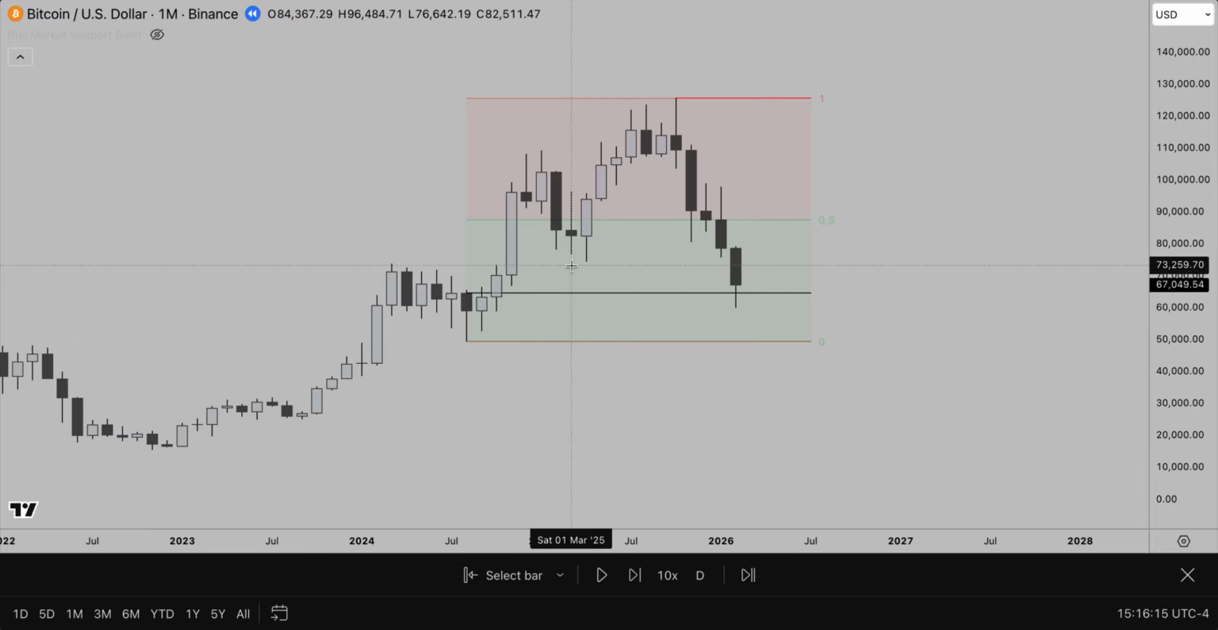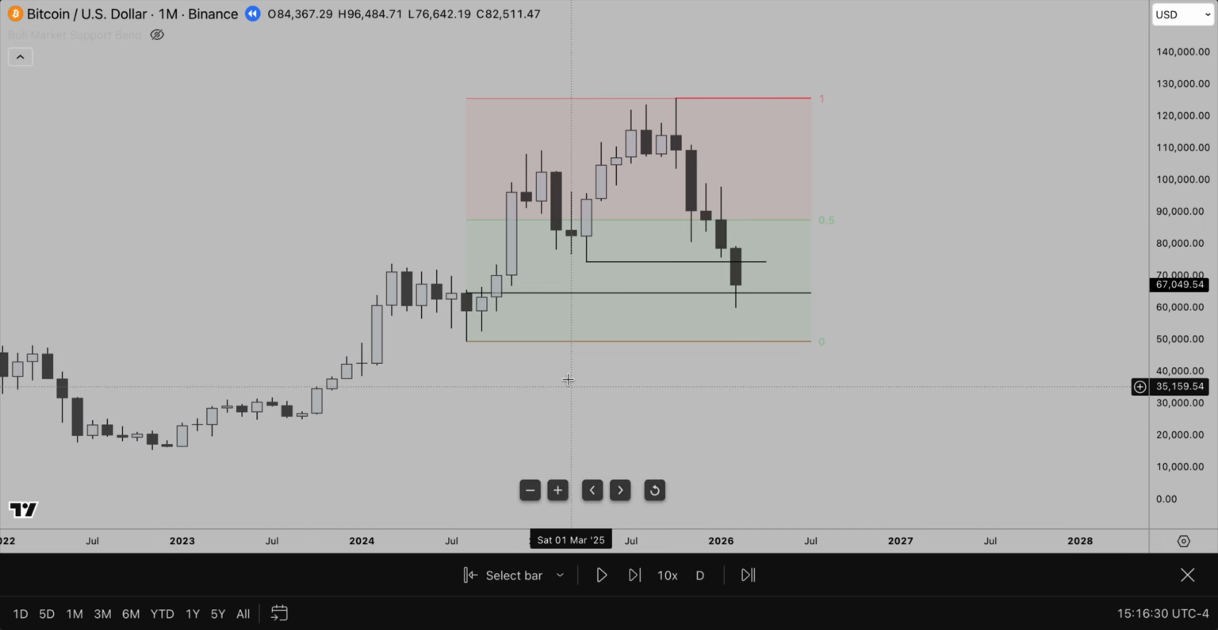Now, how can we refine this even further? So we know this is going to be our first point of interest where we may expect BTC to come into. Now, if we do expect BTC to come into this area and price continues moving down, where do we expect BTC to go next?